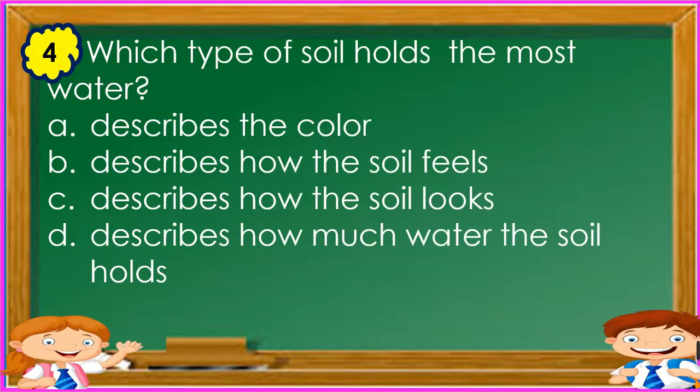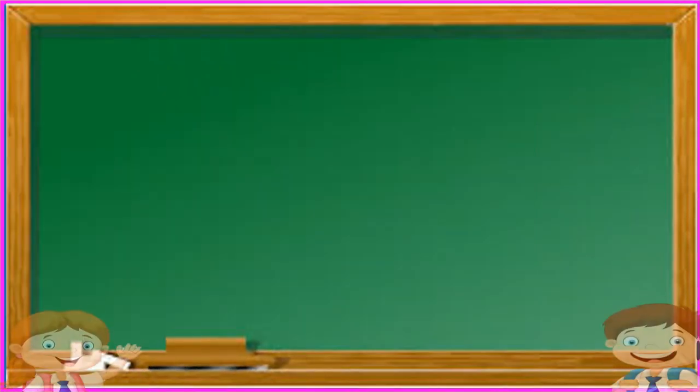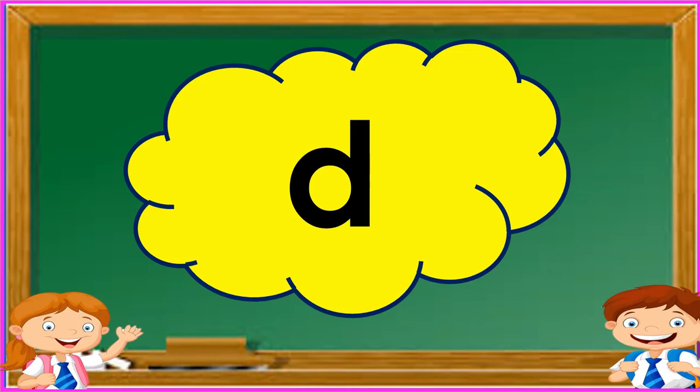Number 4. Which type of soil holds the most water? Letter A. Describes the color. Letter B. Describes how the soil feels. Letter C. Describes how the soil looks. Letter D. Describes how much water the soil holds. The correct answer is letter D.